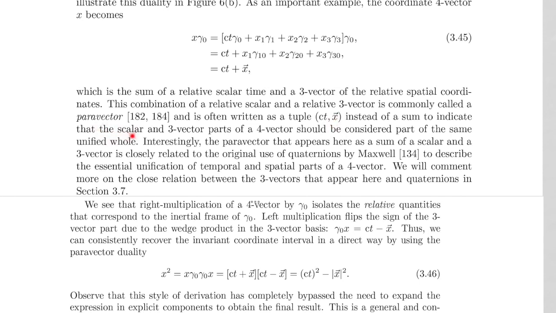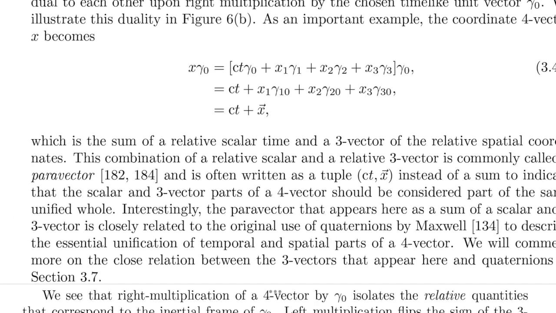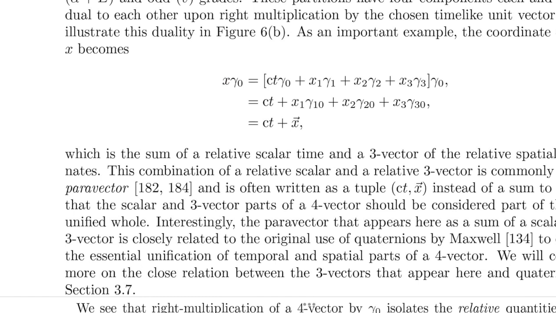But saying the scalar and 3-vector parts of a 4-vector should be considered part of the same unified whole, I think what they're getting at is if you have a 4-vector like X and you do its duality transformation, this paraduality, they haven't given this duality a name yet, so I'm going to call it paraduality, you end up with a scalar part and a relative vector part.